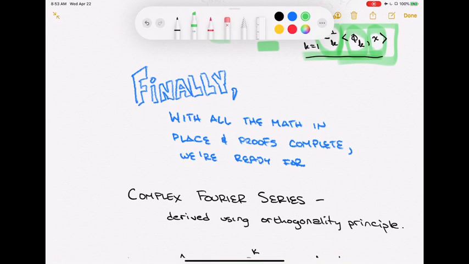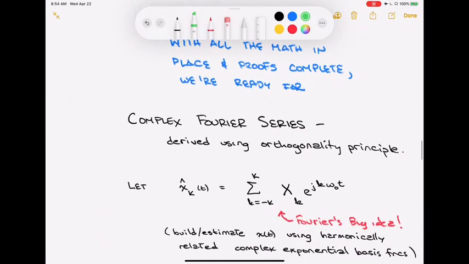And we'll derive it using the orthogonality principle. We've gone through a couple lectures now just putting the background mathematics in place so that we can handle with absolute confidence the derivation of this thing called the Fourier series and know what it is doing, and that it's doing a really good job because it is an optimal solution. So let's set this up. This will go quick now.